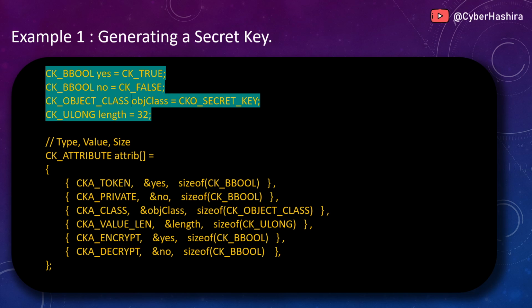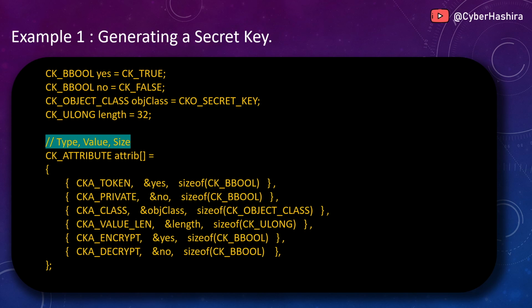Third variable is obj class, which is of type CK object class. It has CKO secret key as its value. I will be using this template to generate a secret key. Next variable is called length, which is of type CK ulong. It has a numeric value of 32, which means I want to generate a secret key of size 32 bytes. And the remaining part is the template. I hope you still remember the structure of CK attribute. It is type, value, and size.